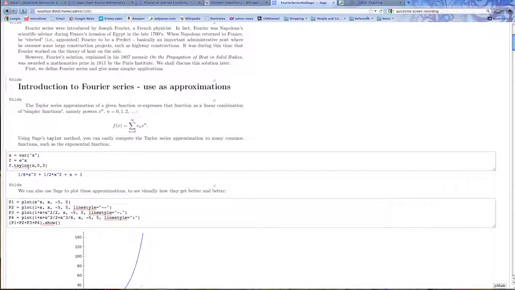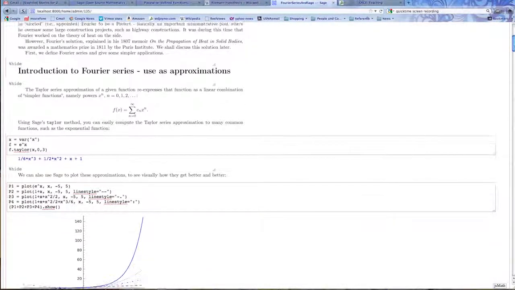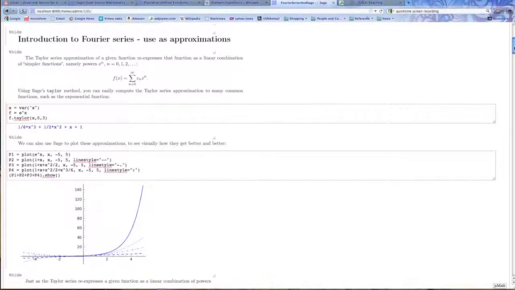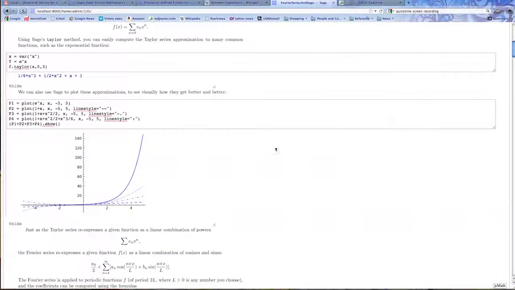Well, SAGE computes Taylor series very easily. There's a method called taylor, and you can see an illustration right here. If you want just the first four terms, you'll see that SAGE tells you it's 1 plus x plus x squared over 2 plus x cubed over 6. Each of those partial sums, 1 plus x, 1 plus x plus x squared over 2, and then 1 plus x plus x squared over 2 plus x cubed over 6, gives you a different approximation to e to the x, at different levels of approximation.